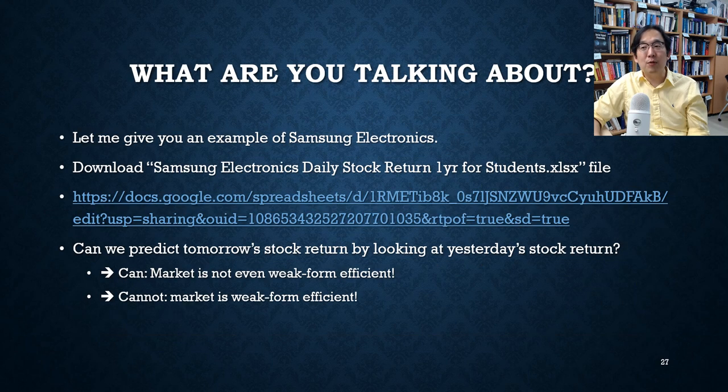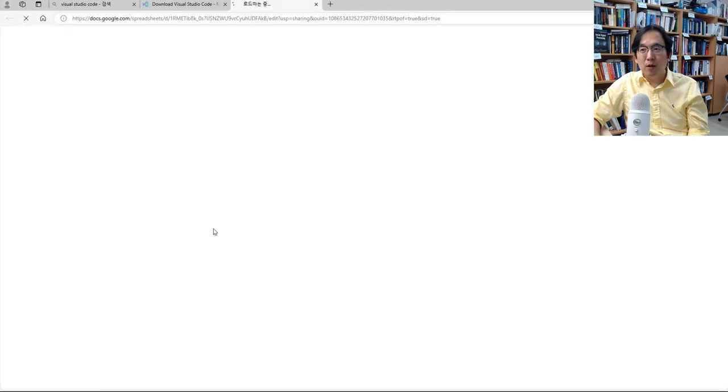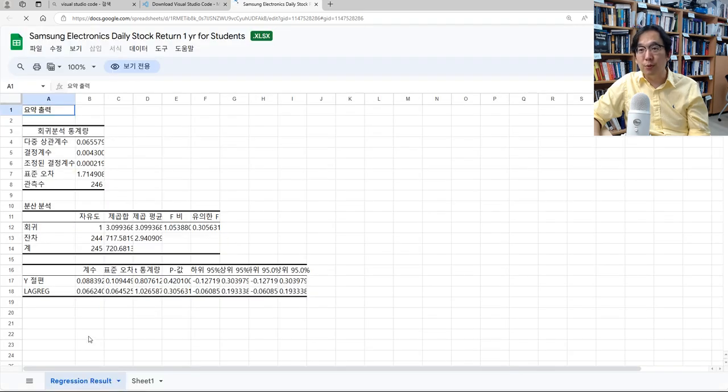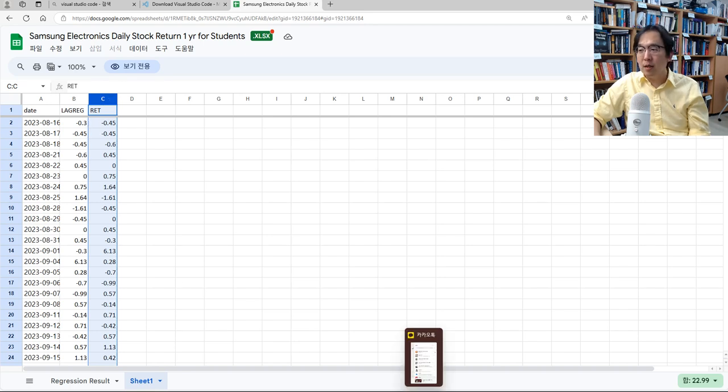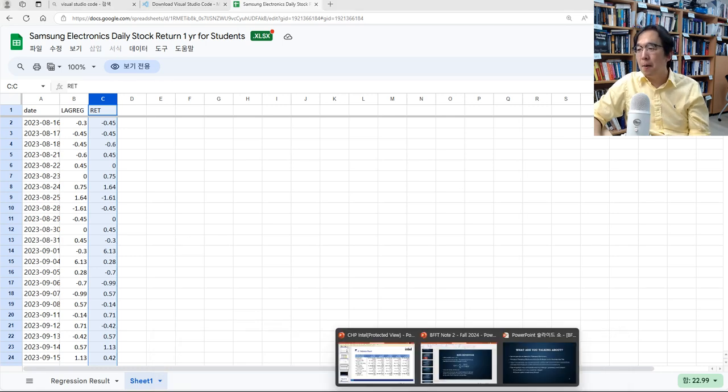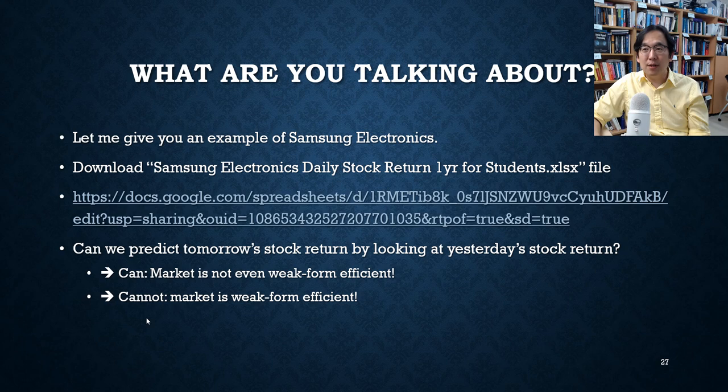Now, if you download this data, you will see the return data of Samsung Electronics shown to you like this over here. And then this is the return, and that is the lag return. Today's return and yesterday's return. So, does past return predict future return? Is our question. Did I say yesterday and tomorrow? No, yesterday and today, I should say. Anyway, so that's the thing.